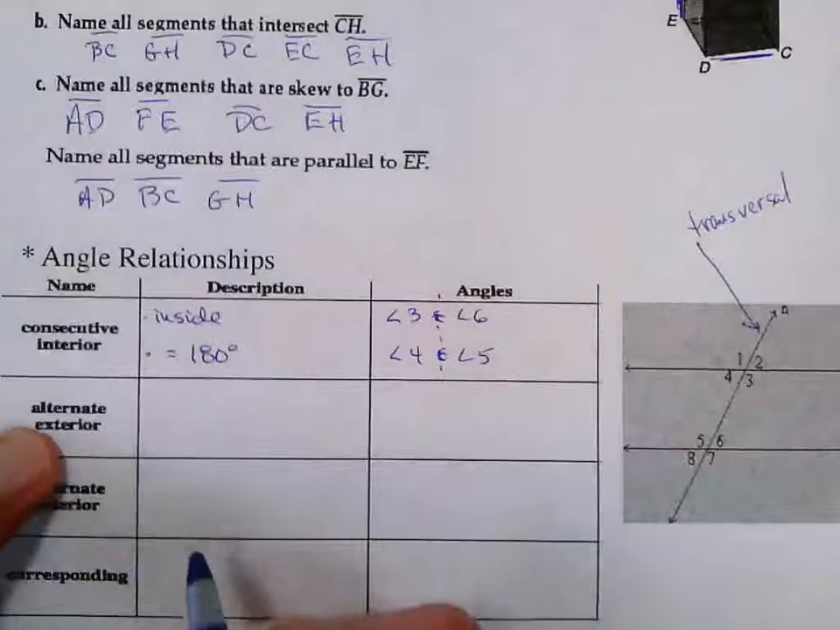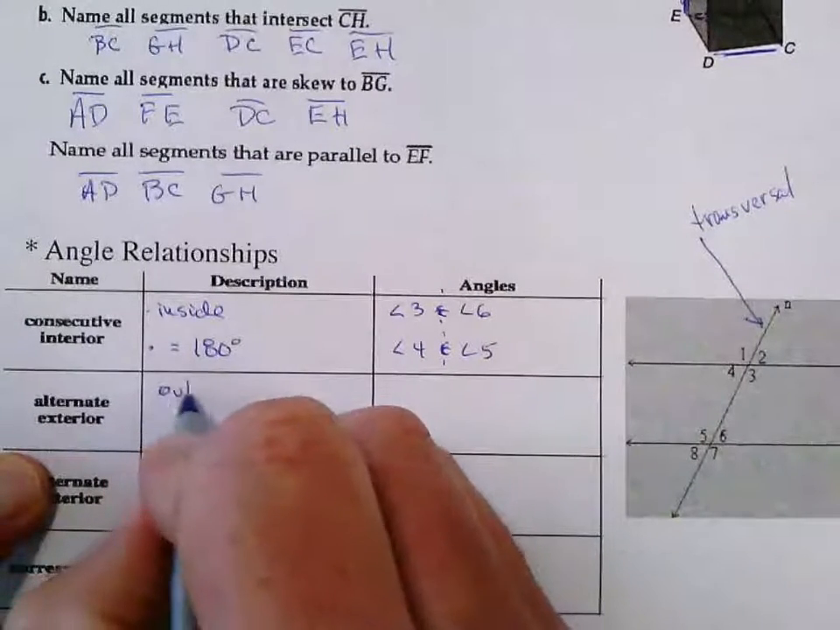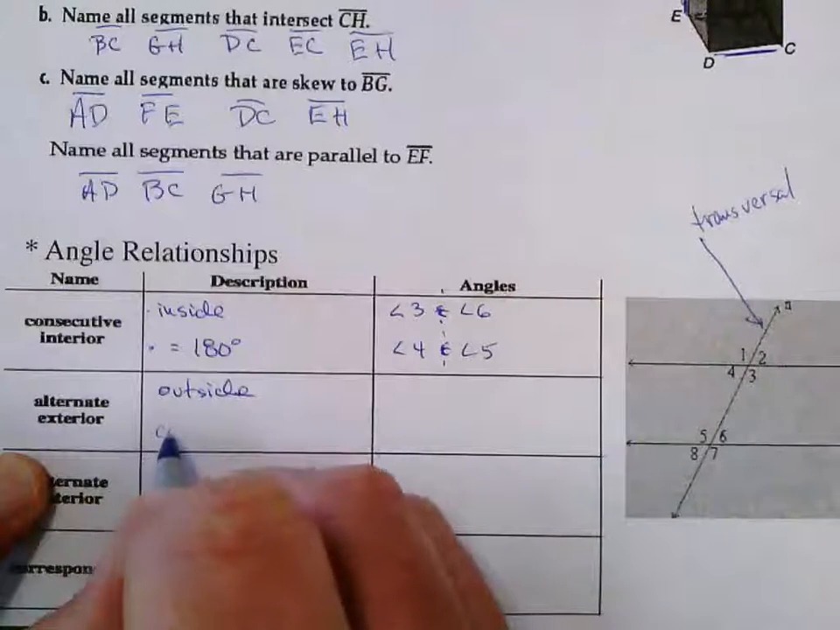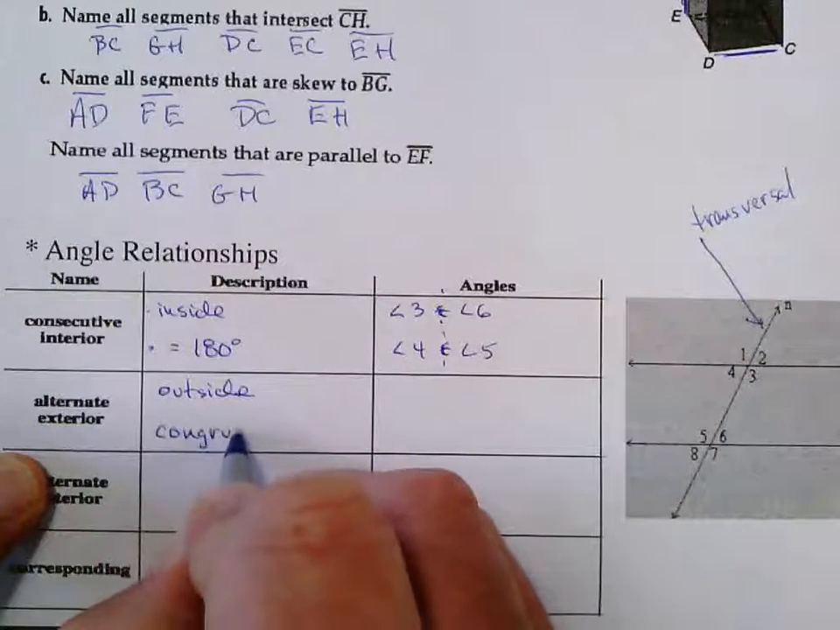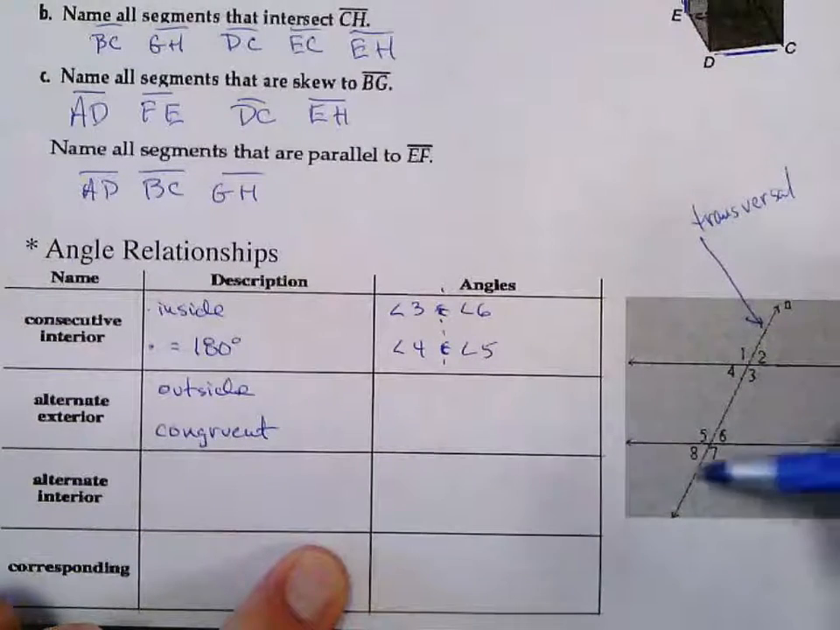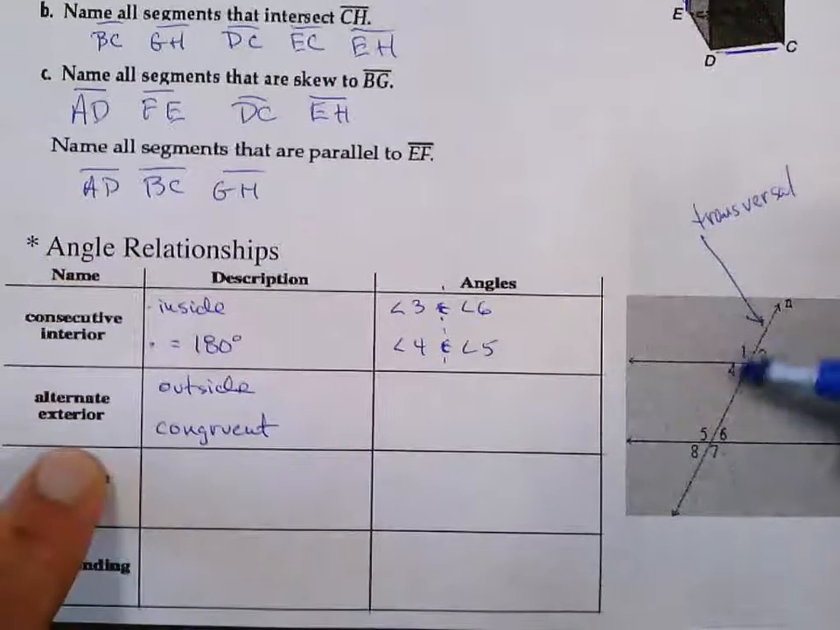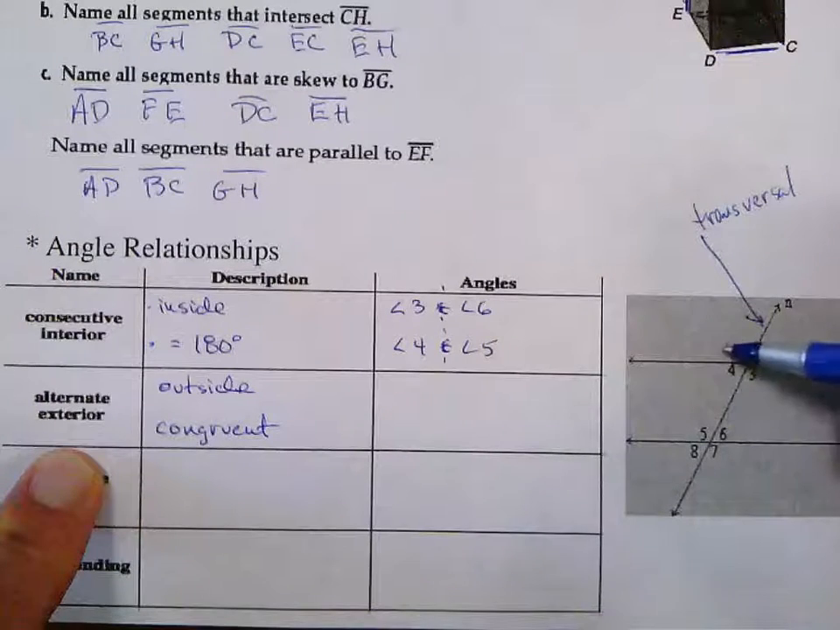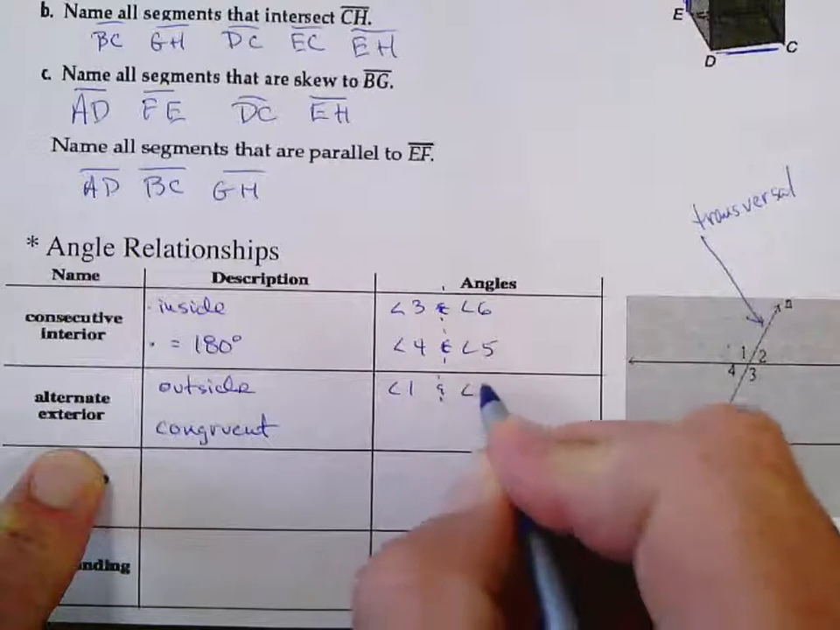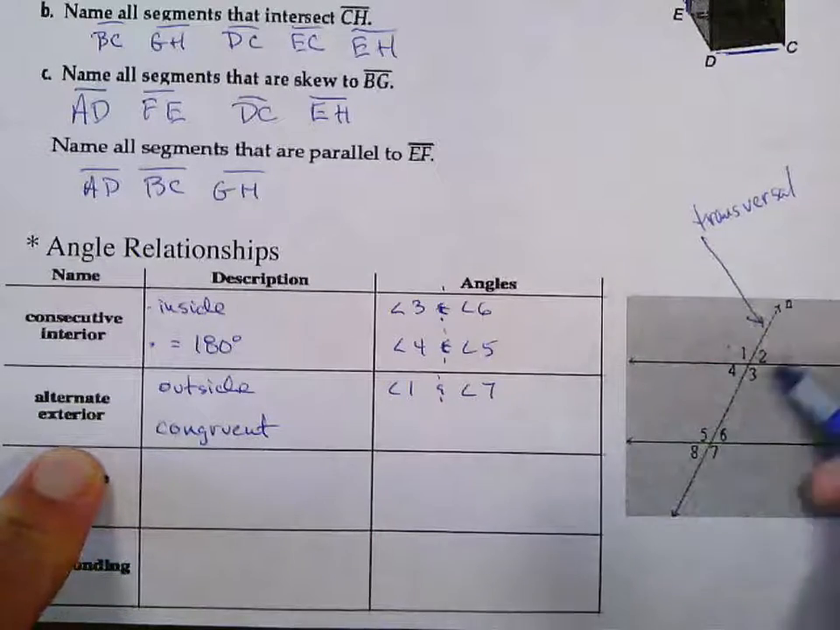Alternate exterior angles are on the outside, and they're also congruent. So these angles are on the outside and they're alternating, so they're on different sides of the transversal. For example, 1 and 7, and then 2 and 8.